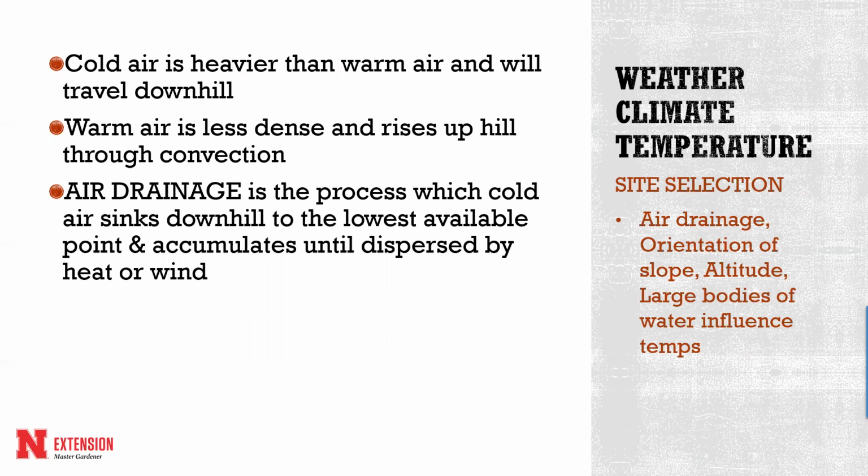Air drainage is what we kind of talked about. This is the process where the cold air sinks downhill to the lowest available point, and then it accumulates until dispersed by heat or wind. Making sure that you have your crops orientated correctly will definitely help with this. Vineyards take very good advantage of the geography by planting on higher points with a slight to moderate slope. They encourage the cold air to move out and then allow that warmer air to filter back up to the top.